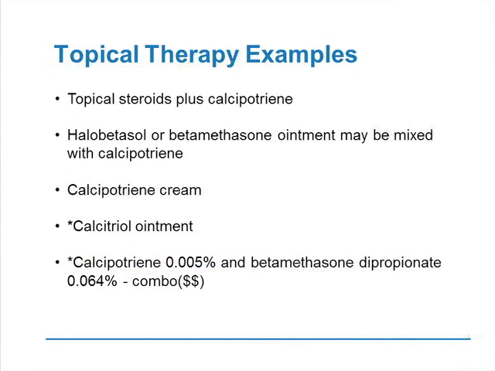As an example of topical therapy, you could combine topical steroids plus calcipotriene. A nice combination is halobetasol with calcipotriene or betamethasone with calcipotriene. Patients can mix these two and apply them, let's say, once a day for about 6 weeks. Once the plaques settle down, they can stop the steroid and continue the calcipotriene indefinitely until the plaques come back. It's worth seeing the patient back in 6 weeks to see how they're doing.